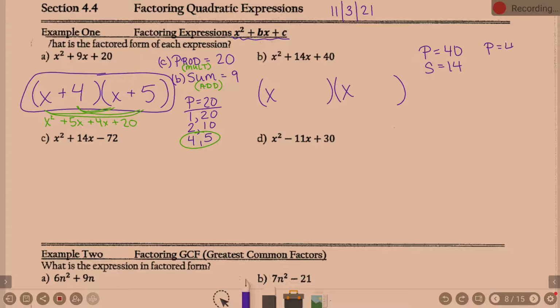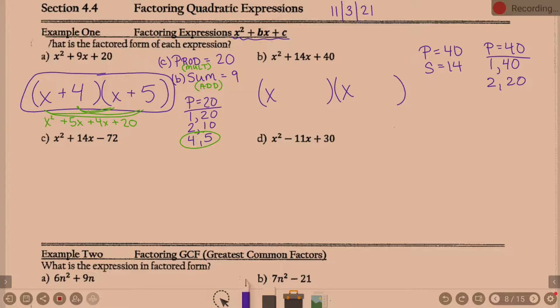And so this is where I say, okay, how can I make a list? I always start when I'm making my list, this way I don't leave anything out, with 1. 1's always an option. It's 1 times 40. And then I just go up numerically. So after I try 1, 2. 2 times what is 40? 2 times 20. And then I try 3.